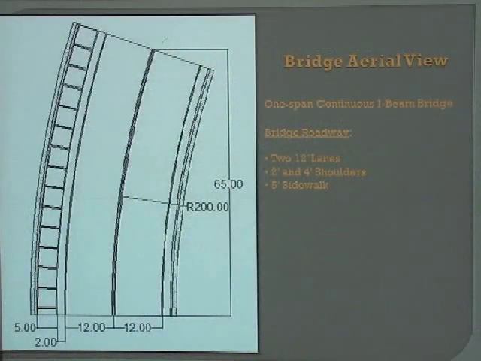The selection of our bridge was made carefully to minimize any redesign and to achieve a well analysis result for next semester. Our bridge is one span, continuous, slightly curved, and consists of 12 feet lanes, 2 and 4 feet shoulders, and a 5 feet sidewalk.